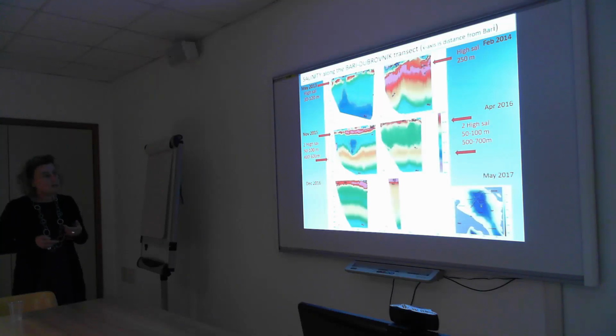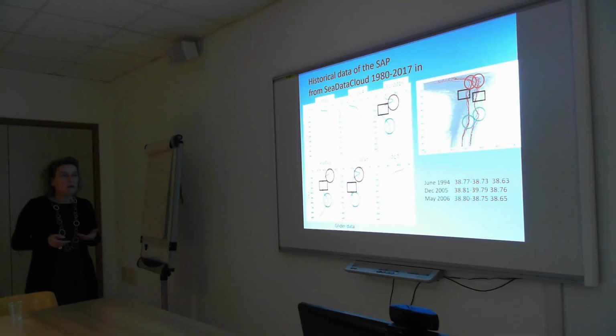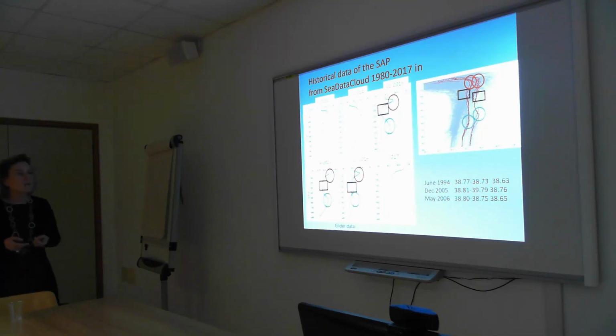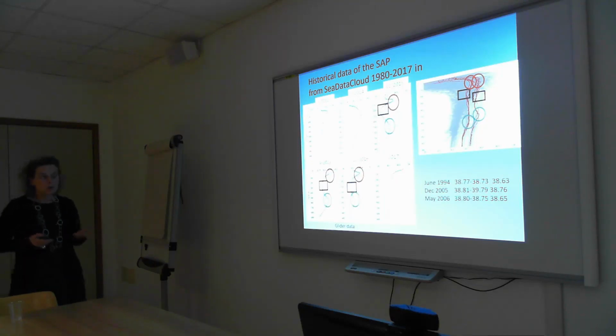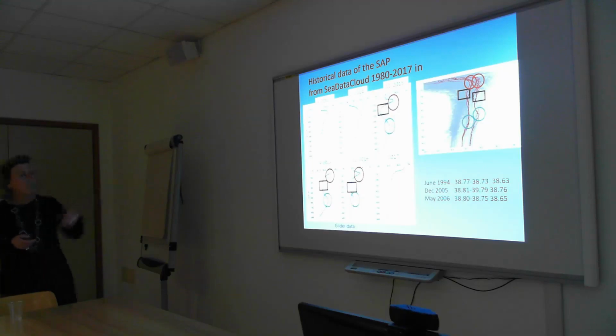So when we first started looking at the data, we decided to first see what the historical data were, and if the double salinity maxima was present. And we found only few profiles with less accentuated salinity maxima. Here on the left, you have the mean of the glider campaigns, and on the right side, you have the historical data.